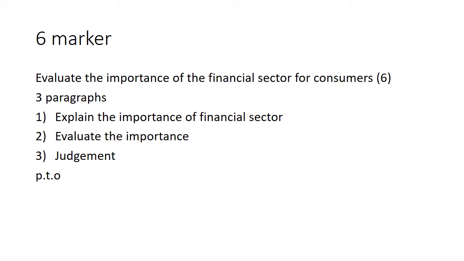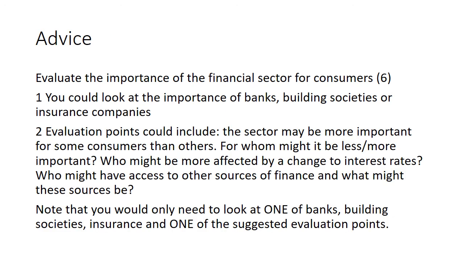So here we have a three-paragraph suggested structure. You should explain why the financial sector is important for consumers, and for which consumers, in paragraph 1. In paragraph 2, you should be looking to evaluate or weigh up the importance of the financial sector. And then in paragraph 3, you can make a judgment. So in paragraph 1, you could look at the importance of either banks or building societies or insurance companies. I wouldn't necessarily look at all three. You're going to be looking for some depth here, not breadth. So look at the importance of any one of these institutions, but not all.